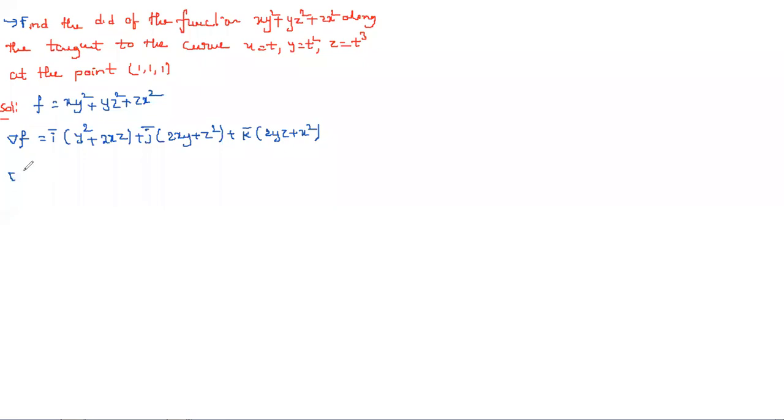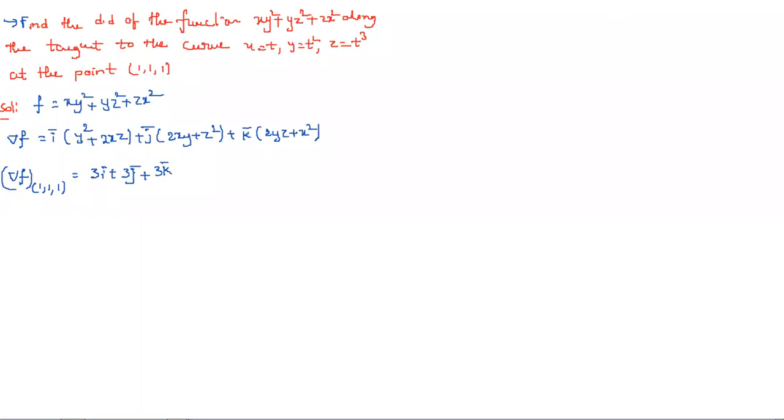And the point we require, so what is the point? Del f at the point 1 1 1, so if you substitute that, we get 3i plus 3j plus 3k. So the first part is completed. Now here it is the tangent to the curve.